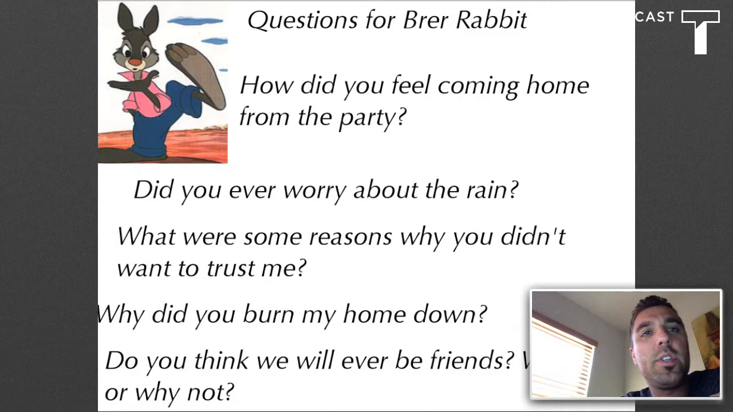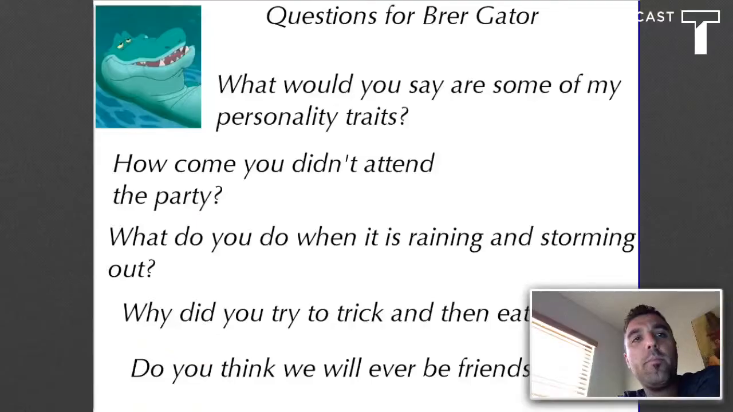For example, you see questions for a Briar Rabbit that would be asked by the character of Briar Gator, and then when the interview is flipped, Briar Gator would be receiving questions from Briar Rabbit, both of which the hot seat would be used as the interviewee, and the interviewer would have to interview with that character's personality in mind. As Dwyer states, using the hot seat strategy motivates students to thoroughly understand a text.